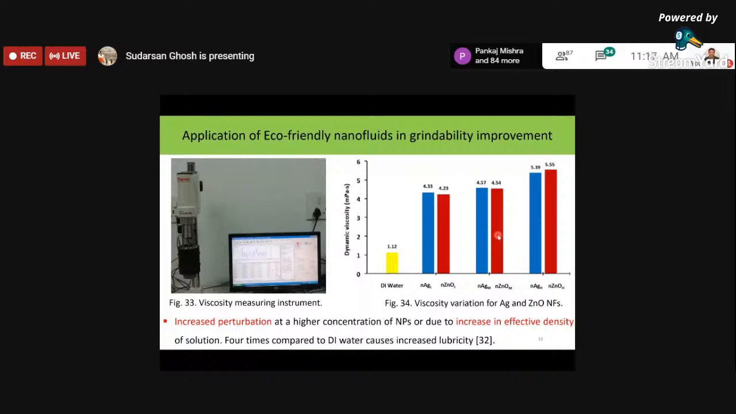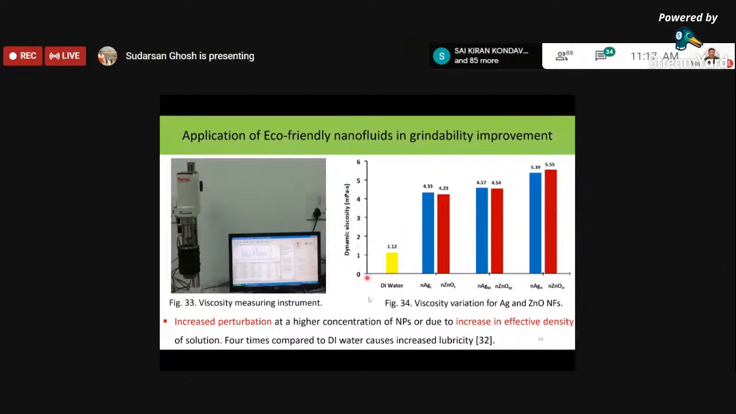Also, the viscosity of the fluids has been measured, and as we can see, with the addition of the nanoparticles, the viscosity has increased, and as expected, once you have a higher concentration of the nanoparticles, the viscosity increases more. You see the viscosity at higher concentrations is almost 4 times that of deionized water, and this is why we are looking into the viscosity.